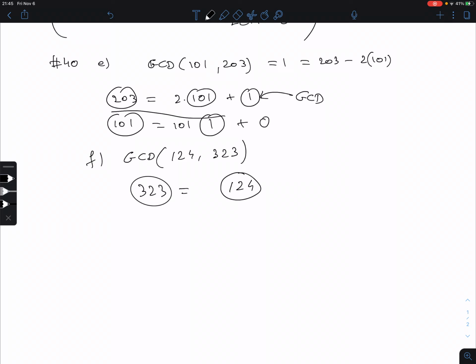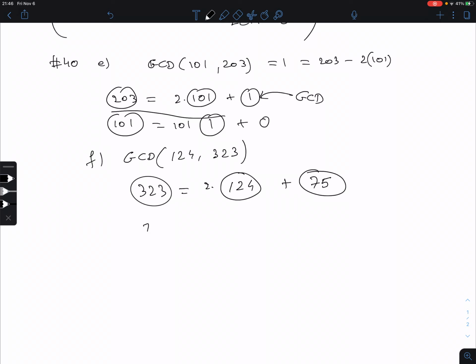Okay, so how many times does it go in there? I have to use my calculator: twice, right? Twice, and that is 248. So what is outstanding is 75. Let's double check. Yeah, 75. Okay, so we can dispense with this one. That's our first division. This is not 0, but we know that we can also stop at 1.